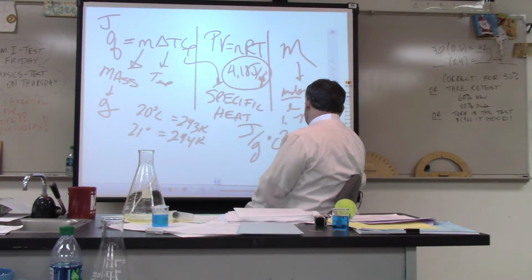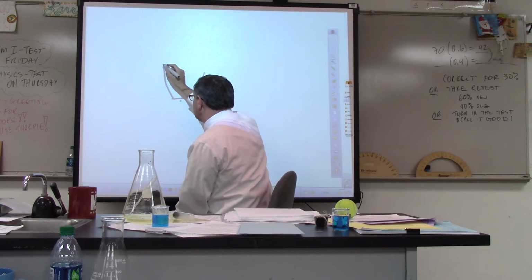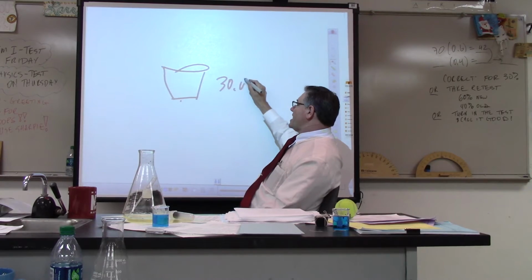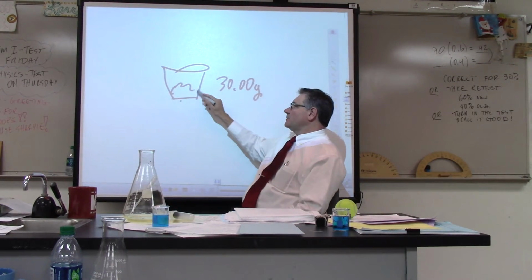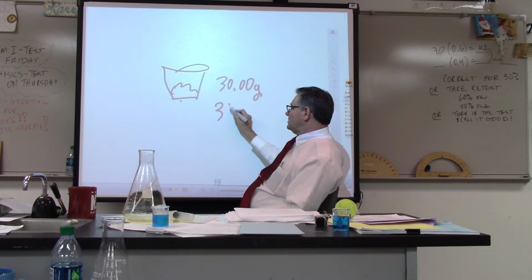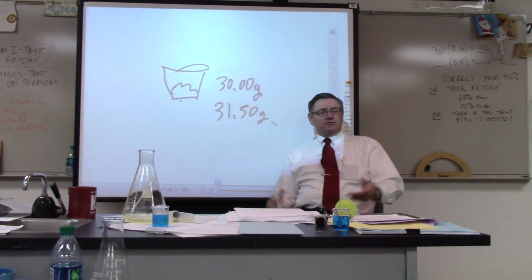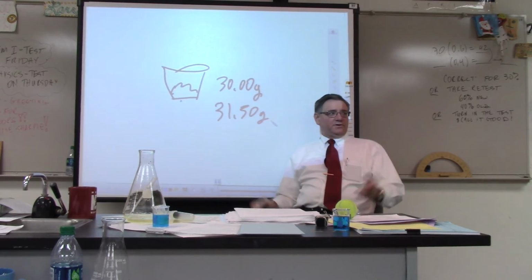You're going to have a situation where I'm going to give you real data. I'm going to say, here's this empty crucible. It has a mass of 30 grams. That's the empty mass. And then I'm going to put some iron or whatever it is in it, and the mass goes up to 31.50 grams. What's the mass of the iron in the crucible? Don't make it difficult. You subtract it out, boom, there you go.